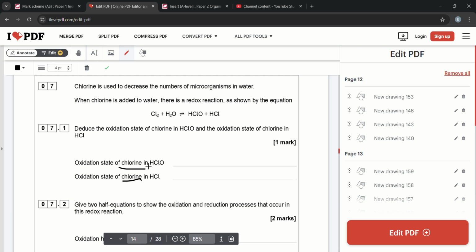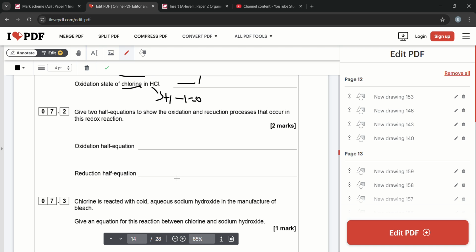In HClO, it's going to be +1 because hydrogen's +1, oxygen's -2. -2 plus 1 will give me -1, and therefore chlorine must be +1 to get an overall charge of 0. And then in HCl, that's going to be -1. Hydrogen's +1, therefore to get 0 we need a -1. So HClO: oxidation state of chlorine +1, HCl: oxidation state of chlorine -1. Then it says give two half equations, show the oxidation and reduction process that occur in this redox reaction.